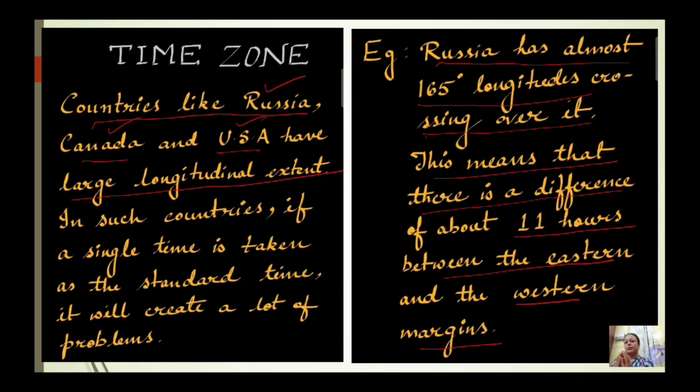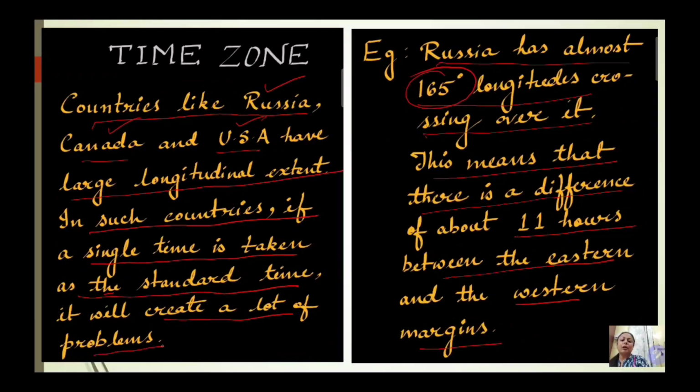In case of India, there are 30 longitudes. 30 longitudes means 2 hours. So a 2 hour difference doesn't make much difference. But in case of Russia, USA and Canada, we have taken the example of Russia, 165 longitudes are passing all over Russia. So therefore, if we follow one standard time, there will be a big gap of time, and there will be a problem. There will be a lot of confusion. So in such countries, if a single time is taken as the standard time, it will create a lot of problems, because 11 hours is almost half a day.